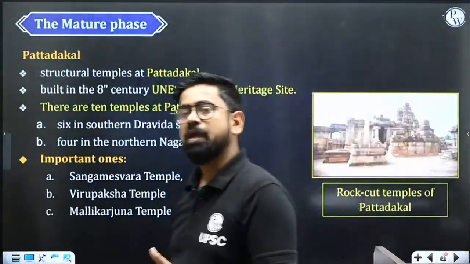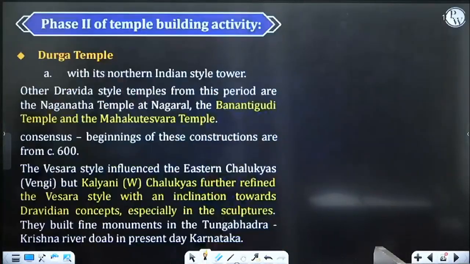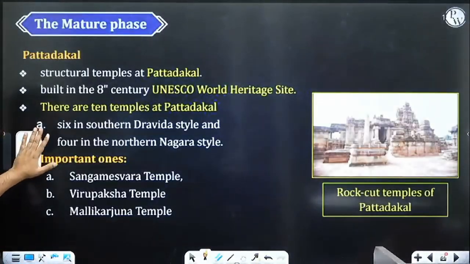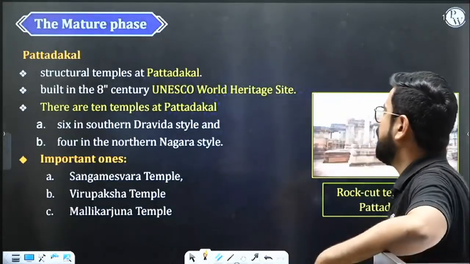Now the mature phase is amazing. The mature phase is at Pattadakal. We have seen all the three: Pattadakal, Ahol, Badami. So Ahol we saw, and now we are going into Pattadakal. Pattadakal is the mature phase. Here you'll find the 10 temples basically. These 10 temples are your UNESCO World Heritage Site.